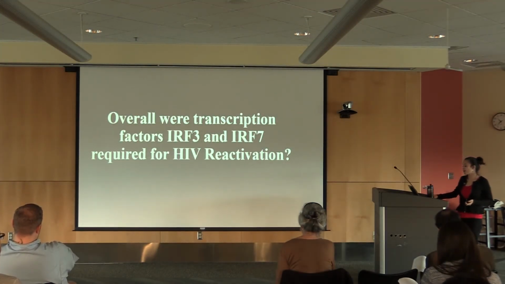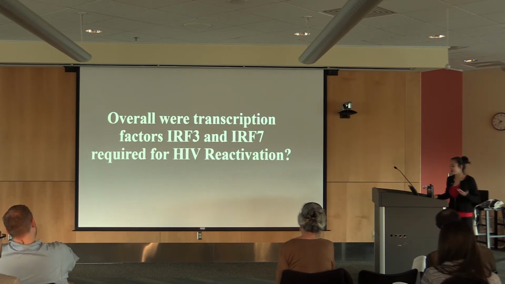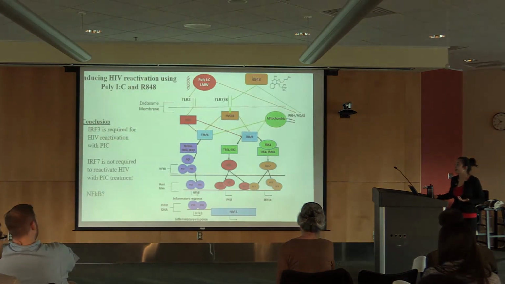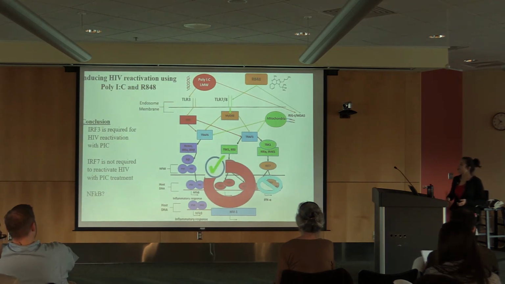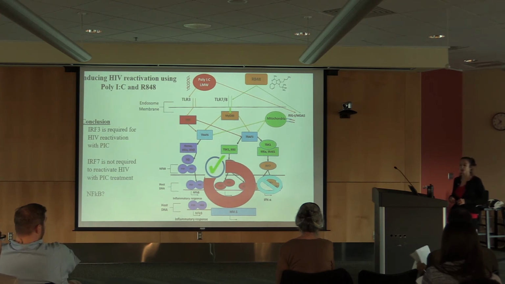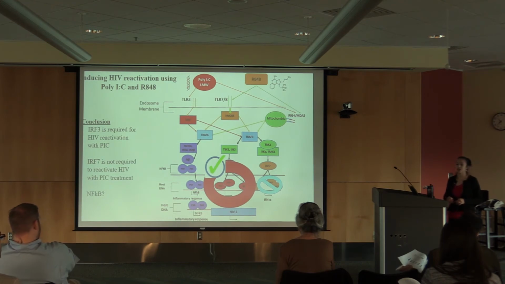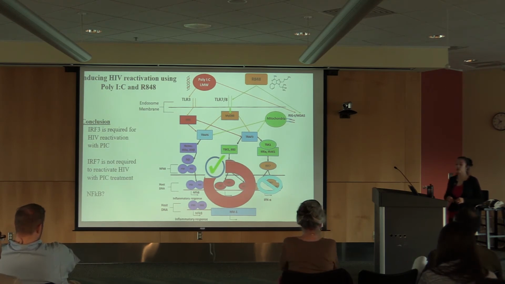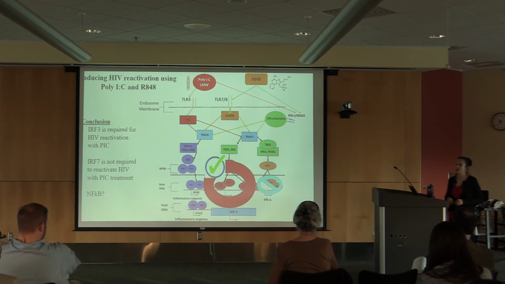Okay, so overall, were transcription factors IRF3 and IRF7 required for HIV reactivation? IRF3 is required for HIV reactivation when using poly-IC high molecular weight. And again, with 1 or 2 more experiments, I believe I can show that there's a significant decrease in HIV reactivation with poly-IC low molecular weight too. And then IRF7 is not required for HIV reactivation using the poly-IC treatments. Like I said before, I believe that the protein is being depleted within the cells, and so I'm pretty confident in my result that it's not required.